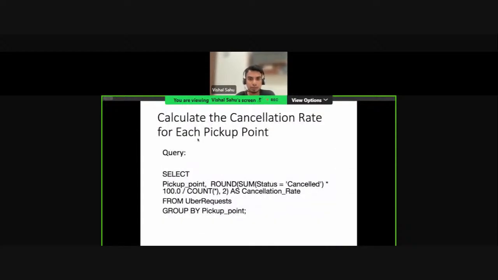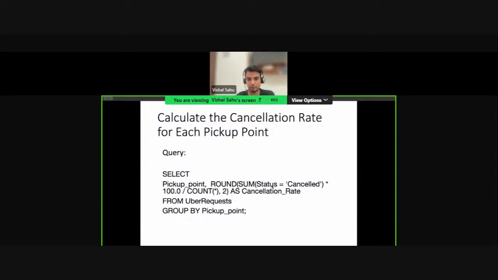Then I've tried to calculate the cancellation rate for each pickup point. I've used my pickup point field here, which is airport and city, and I have tried to calculate it in the query itself. I think most of you have seen how to use sum. If you're a fresher, I get it that you are not exposed to SQL much. But if we have to calculate something over SQL, we generally put it in a select statement. We just write whatever we need to do.